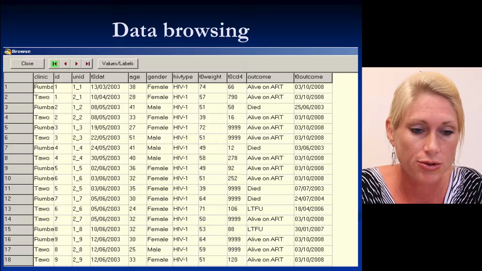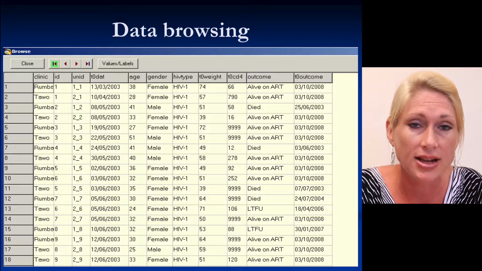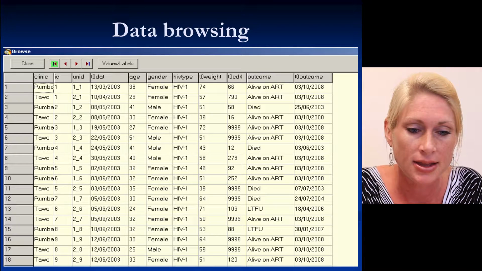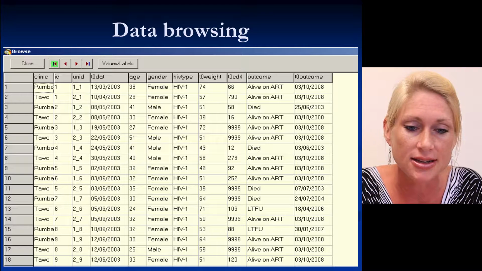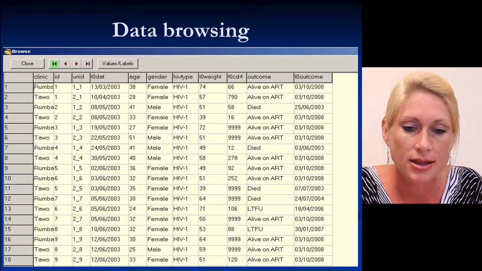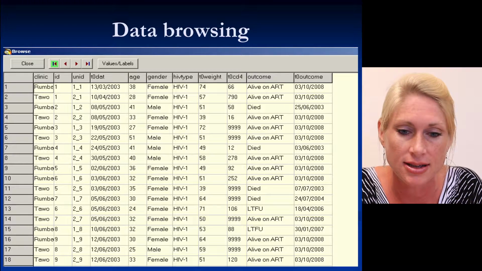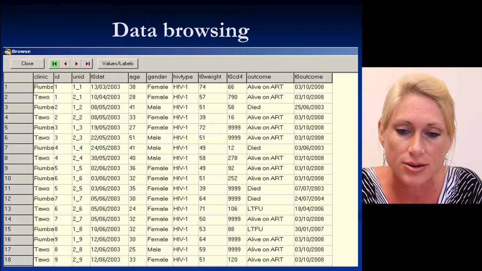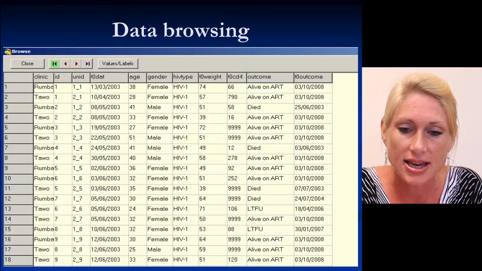And just to go through the variables, we have clinic, so whether the patient attended Roomba Clinic or Tarwu Clinic, the patient ID number, a unique patient identifier, TODAT, the date of starting ART, patient age, patient gender, HIV type, HIV-1 or HIV-2, patient weight at ART start, patient CD4 count at ART start, ART outcome, alive on ART, died, lost to follow-up or transferred out, and date of ART outcome.